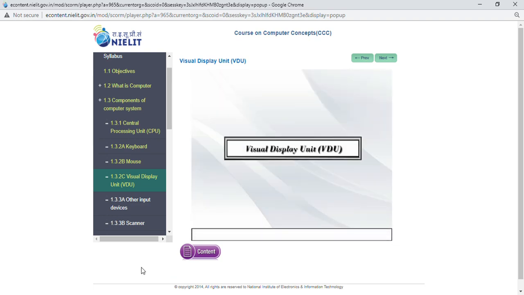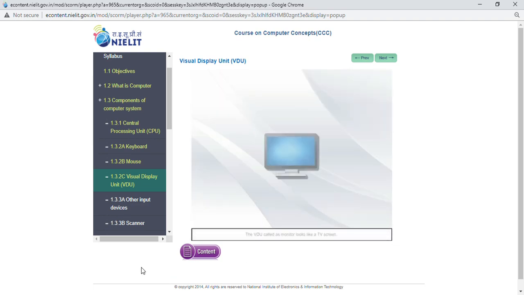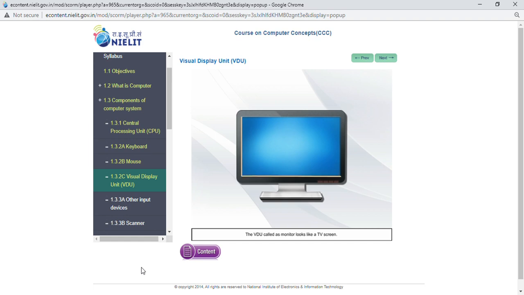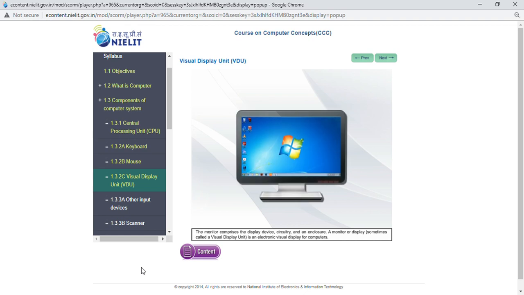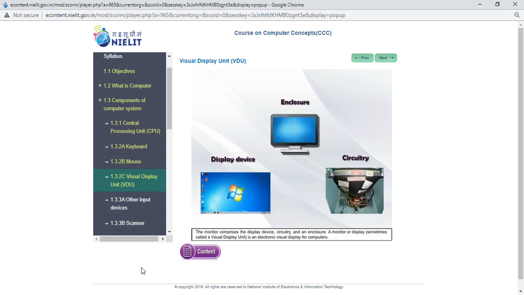Visual Display Unit, VDU. The VDU, called a monitor, looks like a TV screen. The monitor comprises the display device, circuitry, and an enclosure. A monitor or display, sometimes called a visual display unit, is an electronic visual display for computers.